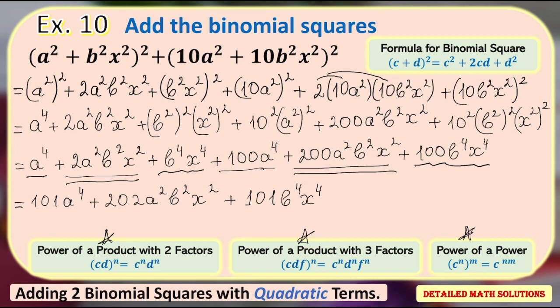This polynomial cannot be simplified further and is the final answer for this exercise.